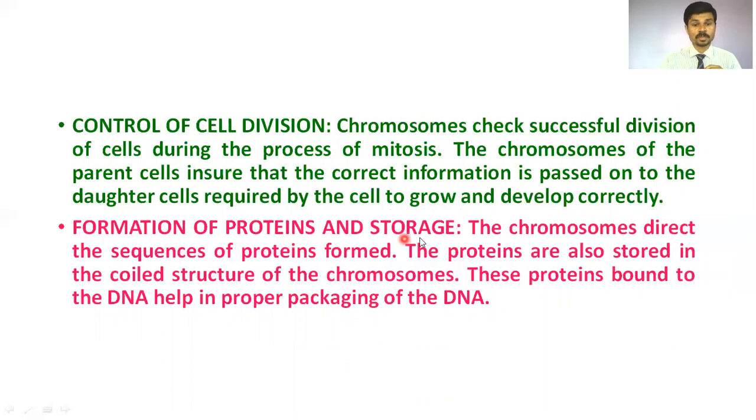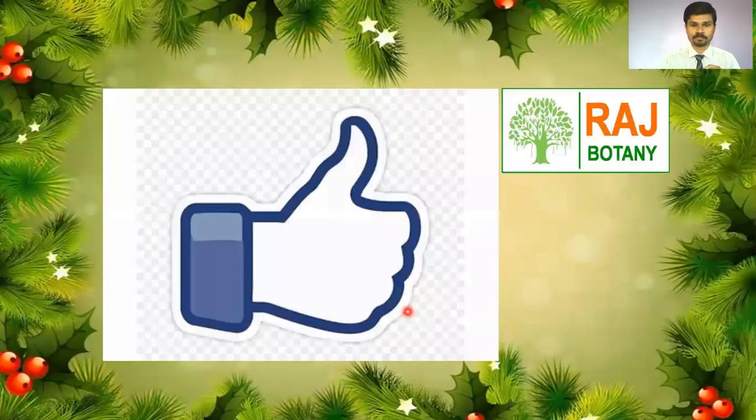Then formation of proteins and storage. Chromosomes direct the sequence of the proteins that are formed. Proteins are also stored in the coil structure of the chromosomes. These proteins bound to the DNA help in proper packaging of the DNA. That is the nucleosome model that we have discussed earlier.